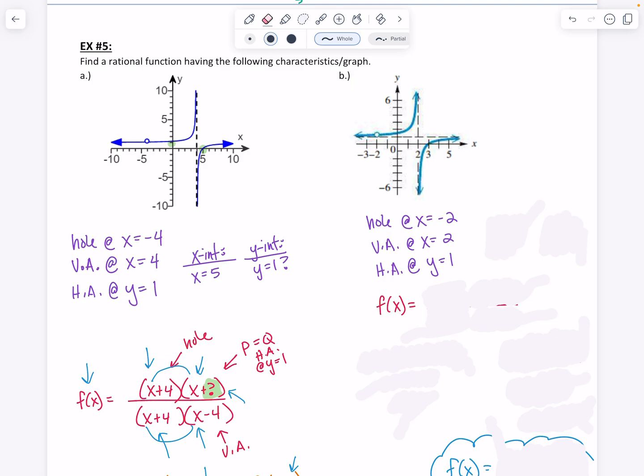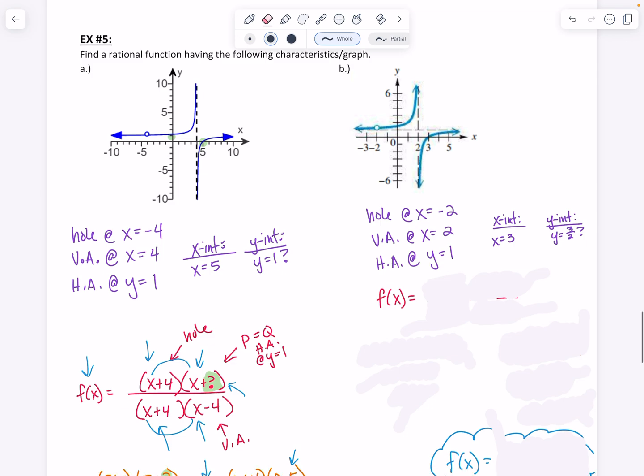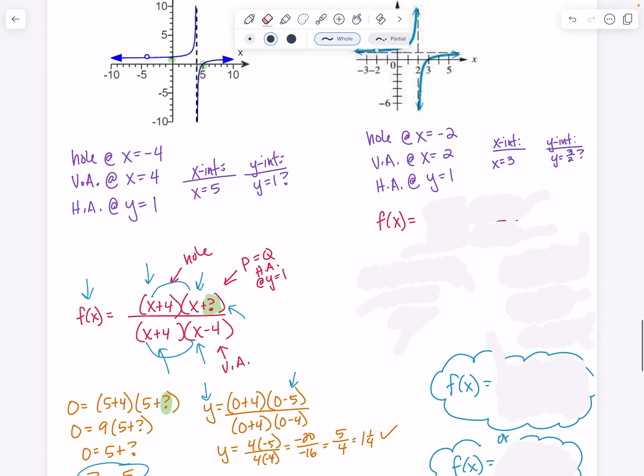Where does it touch the x-axis? It looks like there's an x-intercept at 3-ish, at x equals 3. And it looks like there's a y-intercept between 1 and 2. So can I say 3/2 or 1.5? Right? We can just use these again as guides and hope that it kind of matches as we start to plug in our values. With those in mind, can we start making our function?